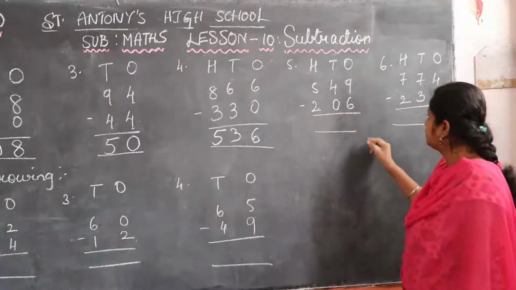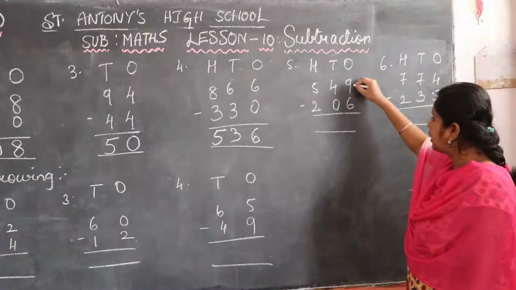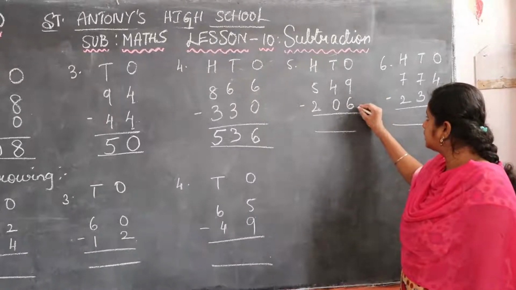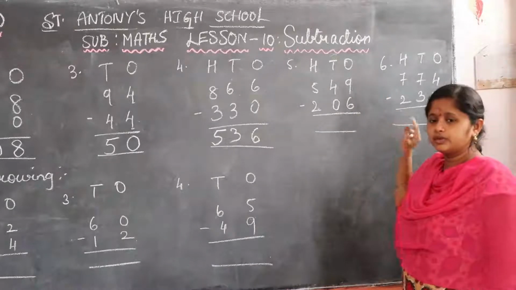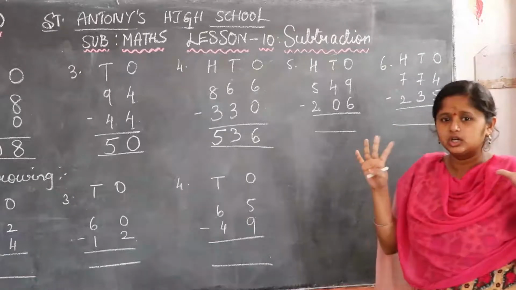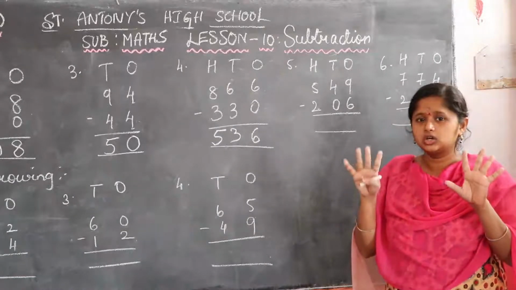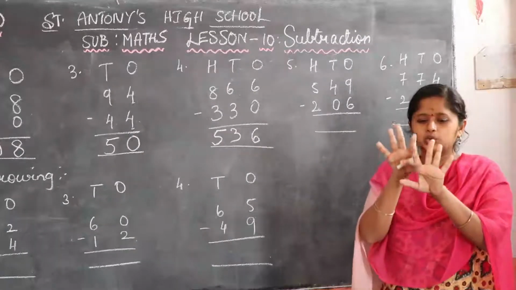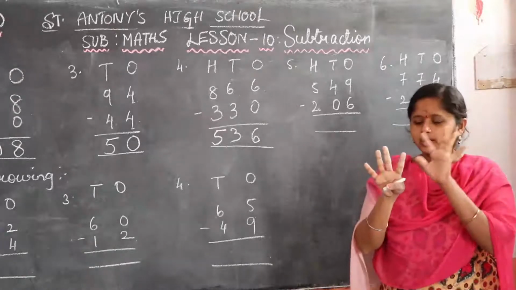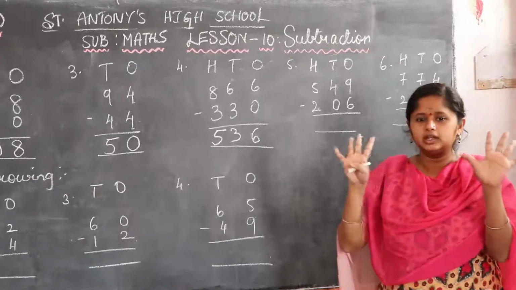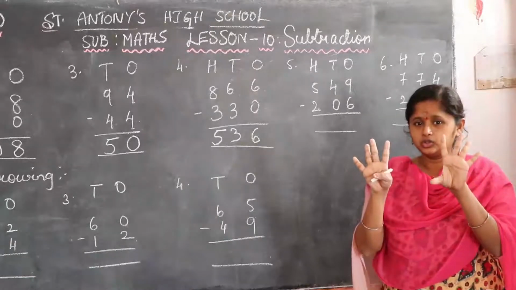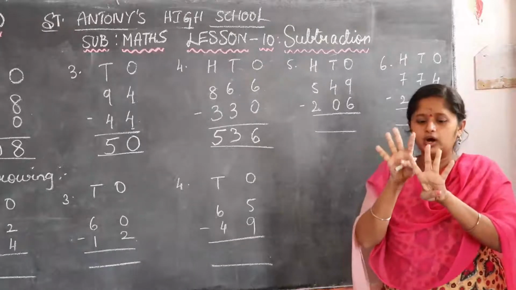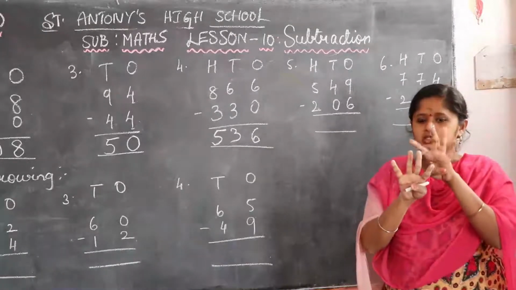Next is 9 minus 6. Okay, so 9 minus 6. So how many fingers do you have to take? 9 fingers. From these 9 fingers, how much do we have to reduce? 6. So 9 fingers are there. 1, 2, 3, 4, 5. 5 are there. 6, 7, 8, 9. 9 are there. So how much do we have to reduce?